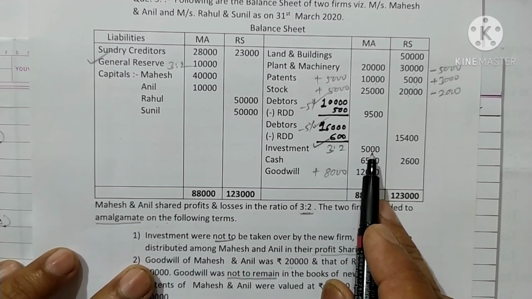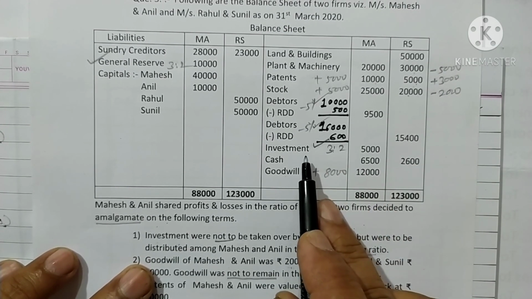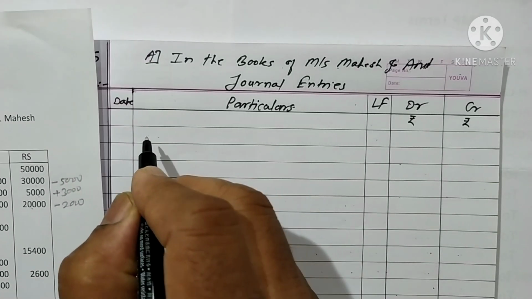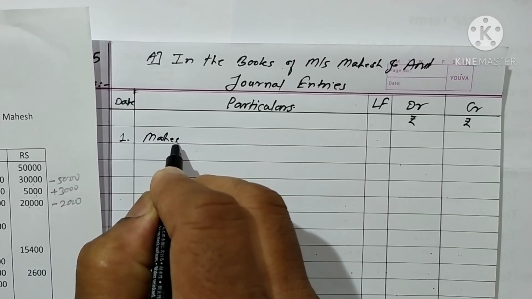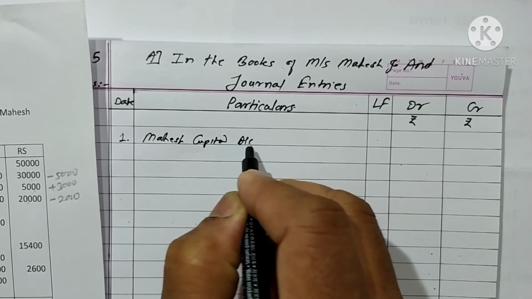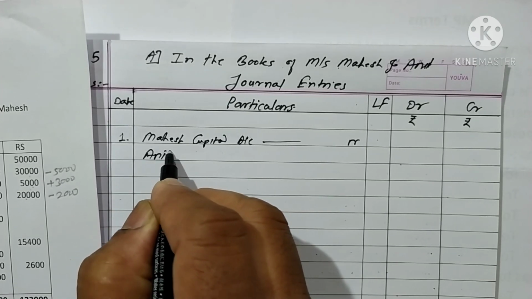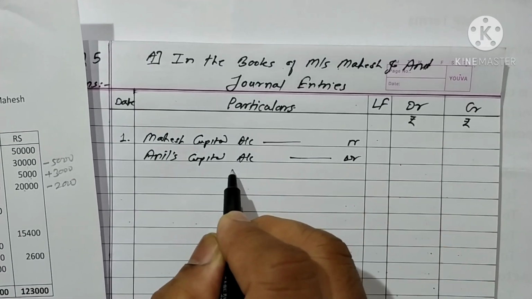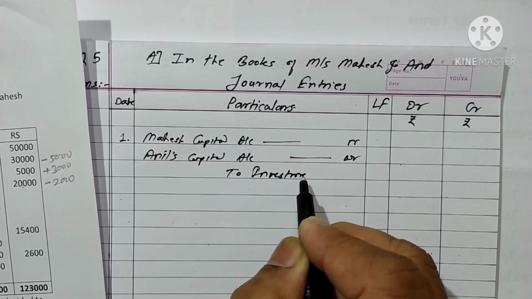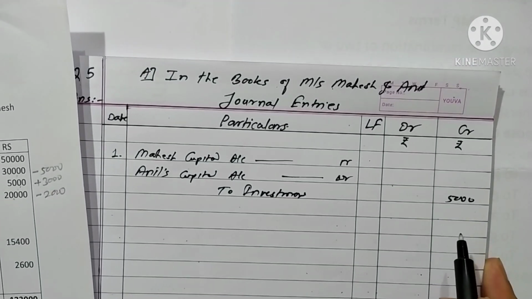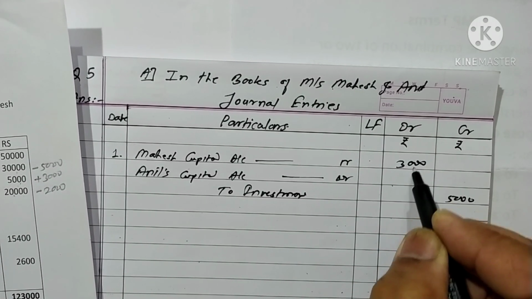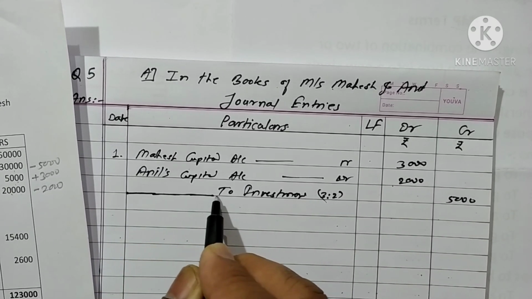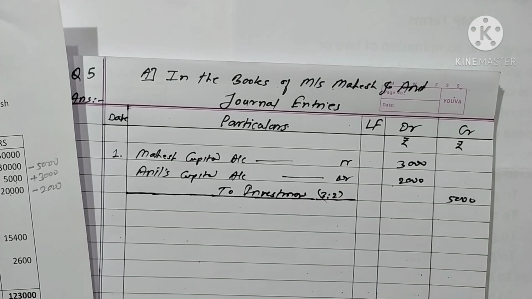Here investment of rupees 5,000 is transferred to partners' capital accounts. Partners are the receivers, and investment goes out, so it is to be credited. Partners' capital accounts debit to investment. We make the entries. Mahesh capital account debit. Anil's capital account debit. To investment, rupees 5,000. In the 3:2 proportion, here 3,000 and here 2,000. Ratio is 3:2. We close the first transaction. The accounting entries are without narration. Students are required to make the narration of each entry.